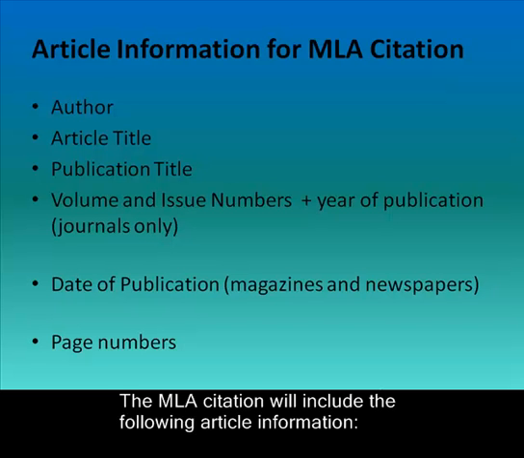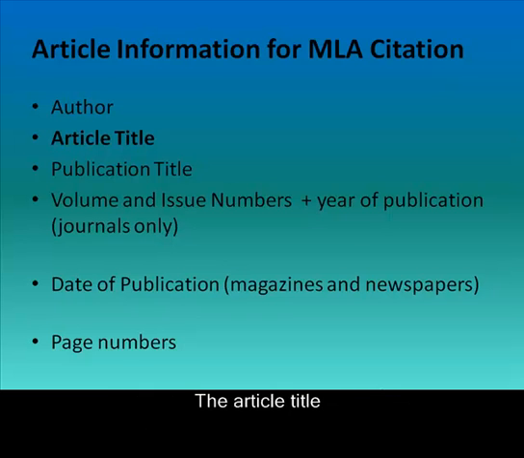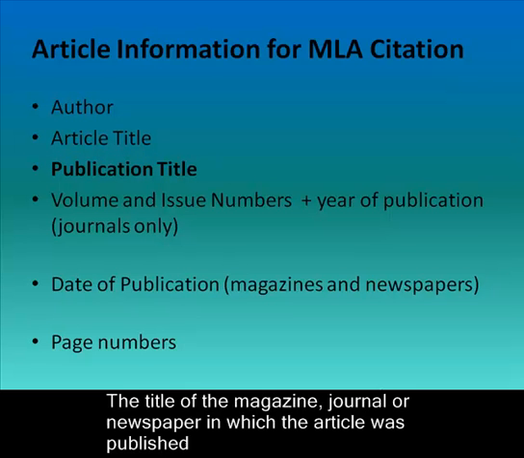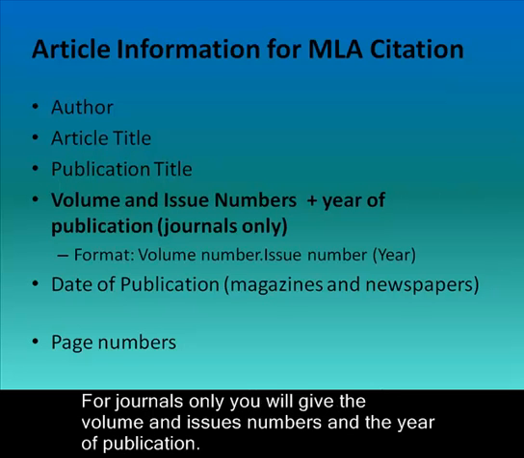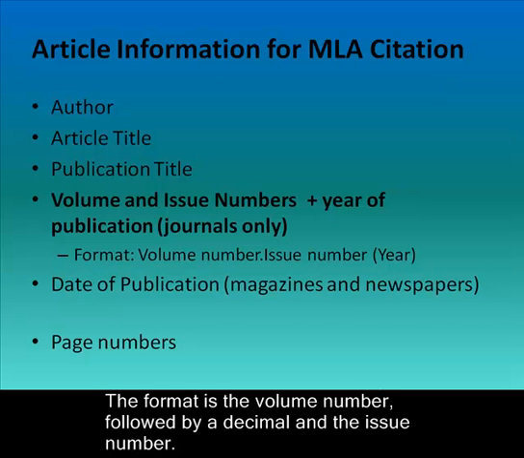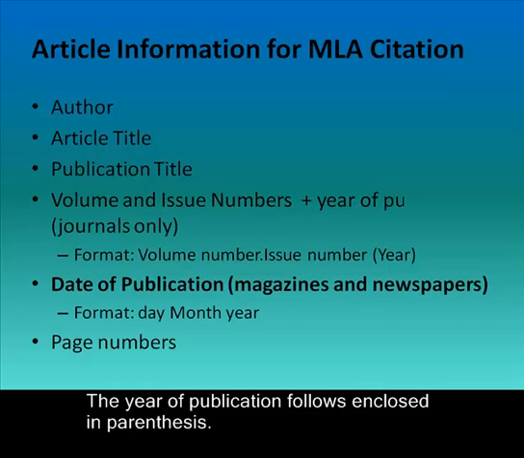The article information that will be included in the citation is as follows. The author. Some articles may not have an author listed. The article title. The title of the magazine, journal, or newspaper in which the article was published. For journals only, you will give the volume and issue numbers and the year of publication. The format is the volume number followed by a decimal point and then the issue number. The year of publication is enclosed in parentheses.